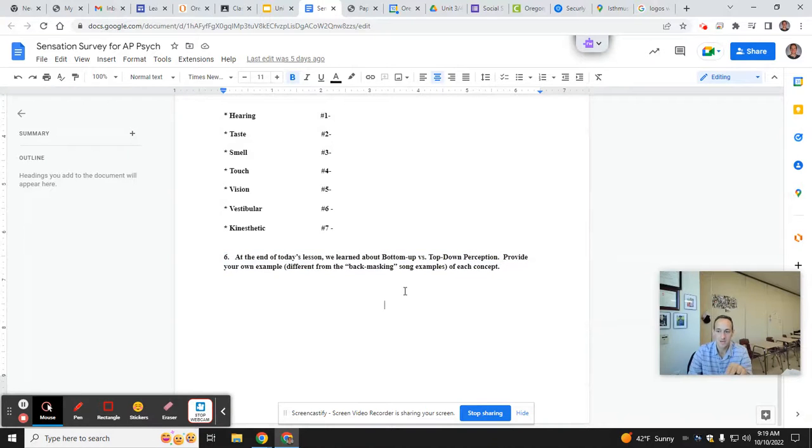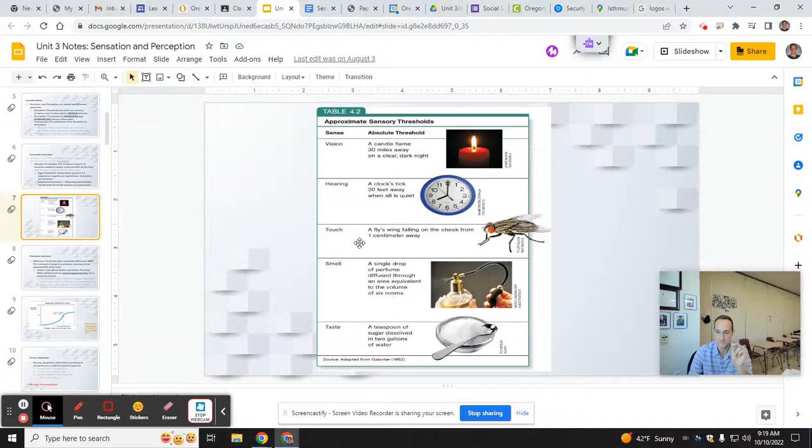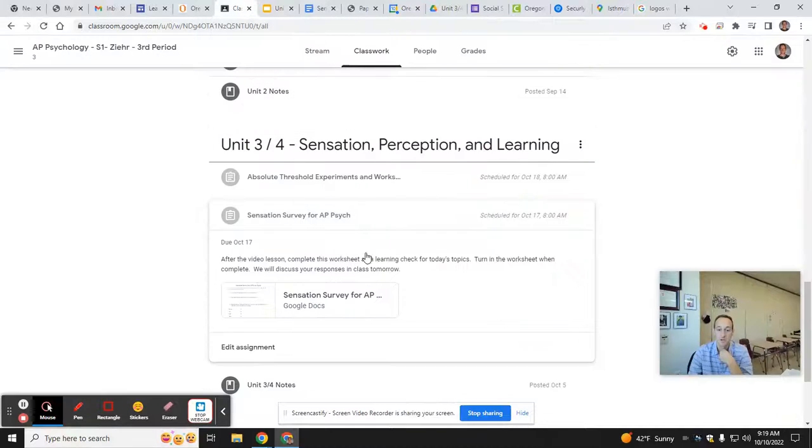All right. When you are done with this, you can go ahead and put it in the bin. Tomorrow, we will come back and learn more about these absolute thresholds, and we'll do some experimentation that goes with it, along with probably adding just a few slides to your notes. All right. Email me if you do have questions. Hope you guys are doing well, and I'll see you later.